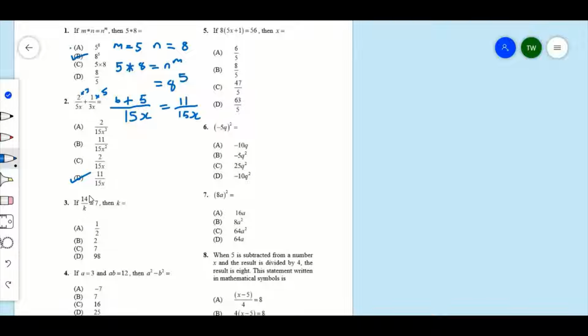Number 3, if 14 divided by k is equal to 7, then k is, now you can ask yourself, which number can you replace k with? And when you divide 14 by that number, the result is 7, and that's clearly going to be 2. So our answer for number 3 is going to be 2. You could also solve this algebraically. So all you would write is 14 over k is equal to 7.